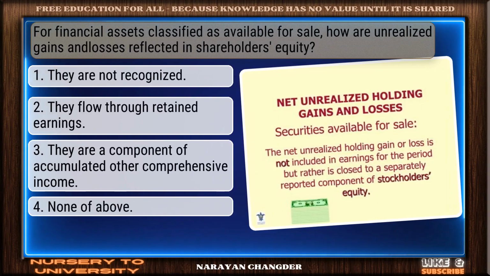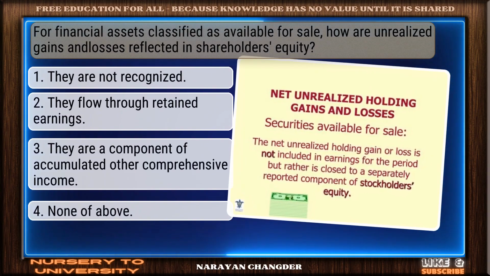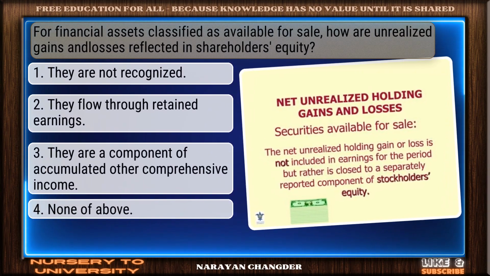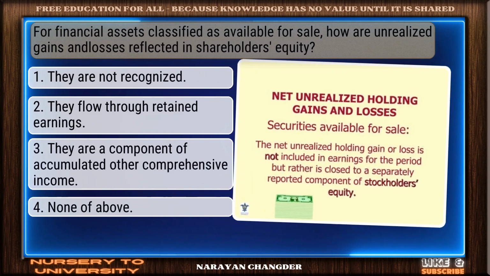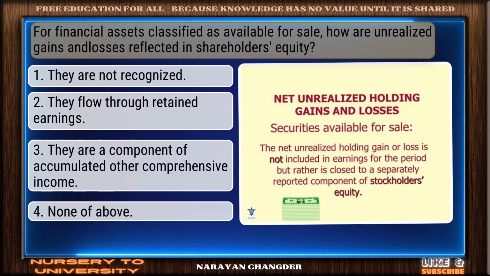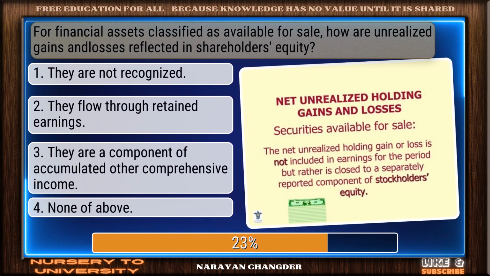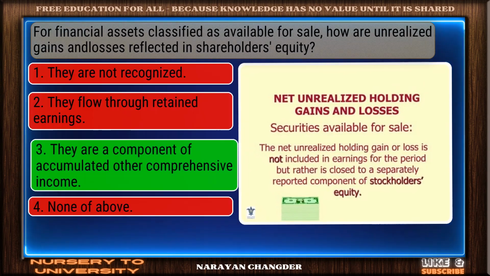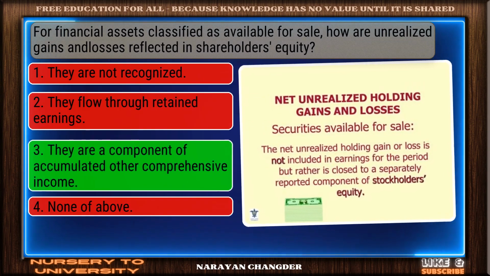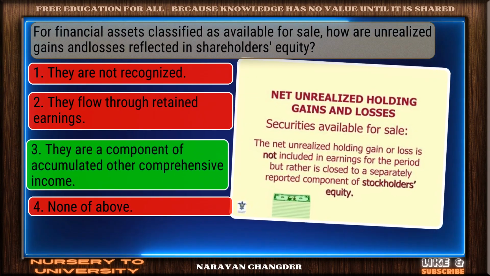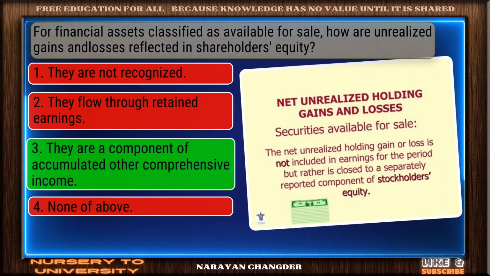For financial assets classified as available for sale, how are unrealized gains and losses reflected in shareholders' equity? Perfect. They are a component of accumulated other comprehensive income is the correct choice.